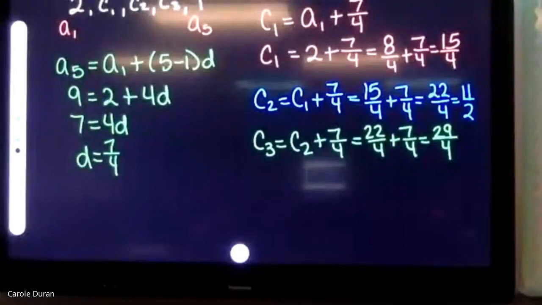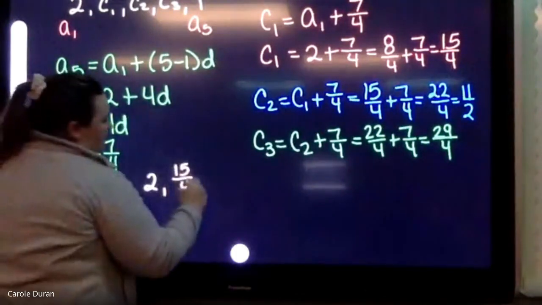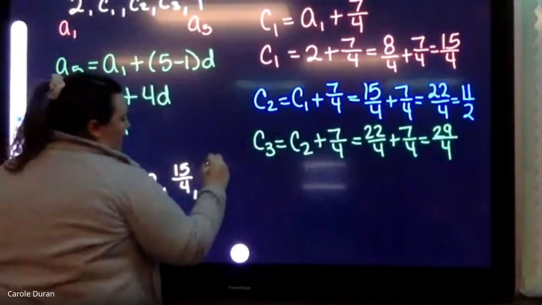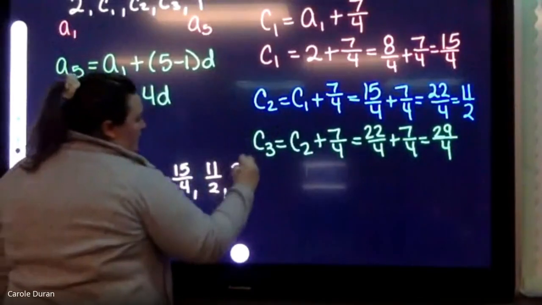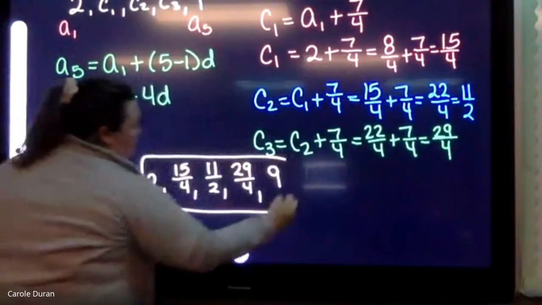yesterday? Yesterday we were given terms. Today we have missing terms that we just had to work backwards to fill in. It's the same concept. They just call it something else. Yeah, same concept. So my finite sequence started at 2. My first arithmetic mean was 15 over 4. Then I had 11 over 2. Then I had 29 over 4. And I ended at 9.